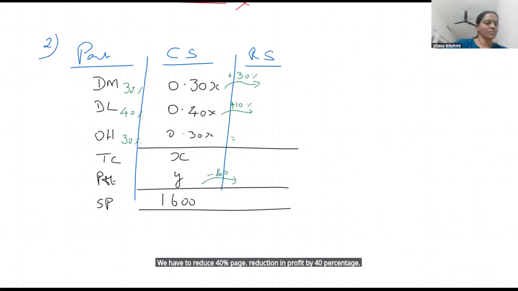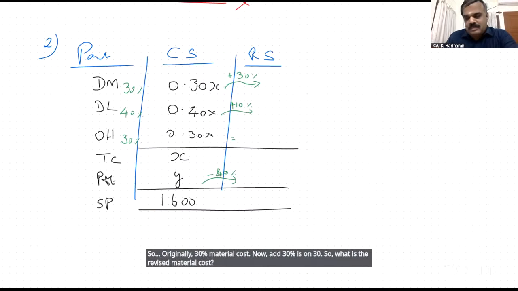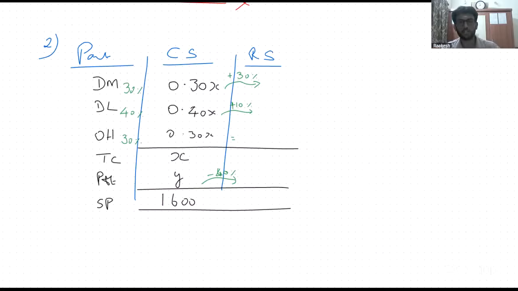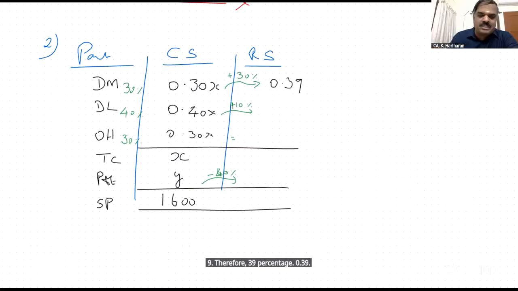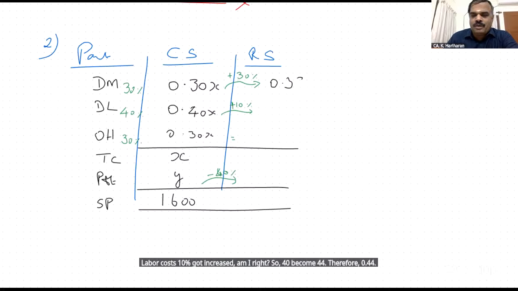Originally material cost was 30%. Now add 30% on 30. So what is the revised material cost? 30% on 30 comes to 9, therefore 39%, that is 0.39X. Labor cost got increased by 10%, so 40 becomes 44, therefore 0.44X. Overhead remains the same, 30%.